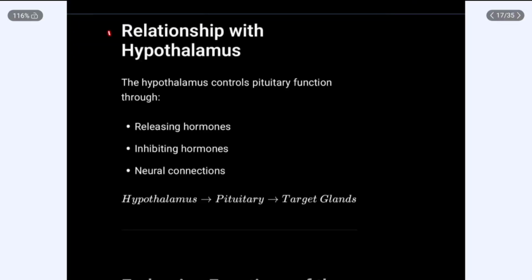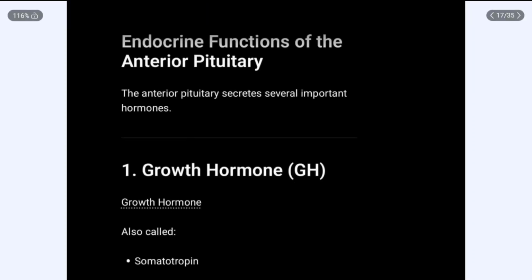Now let's see the relationship with the hypothalamus. The hypothalamus controls pituitary function through releasing hormones, inhibiting hormones, and neural connections. Let's see the endocrine function of the anterior pituitary. The anterior pituitary secretes several important hormones.